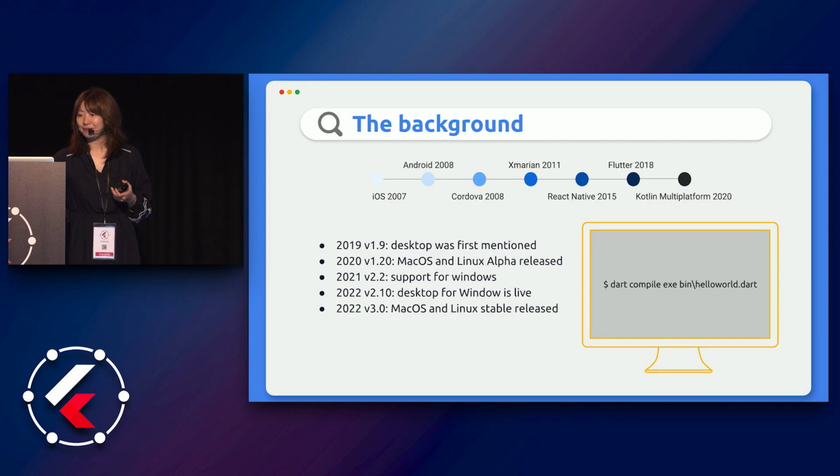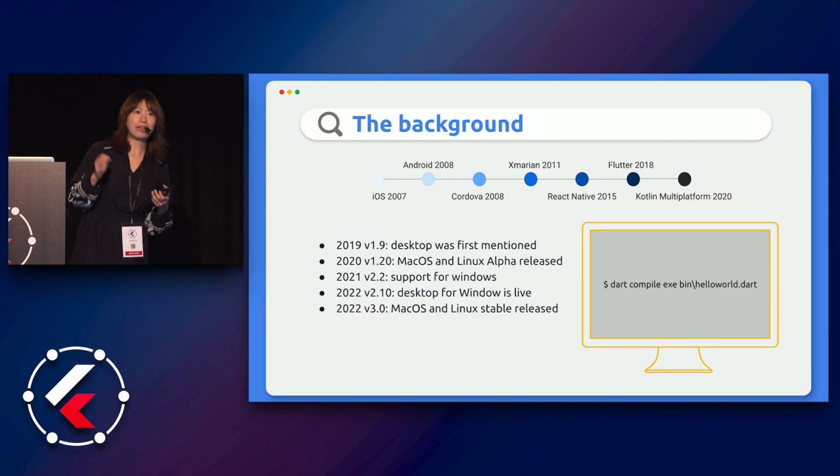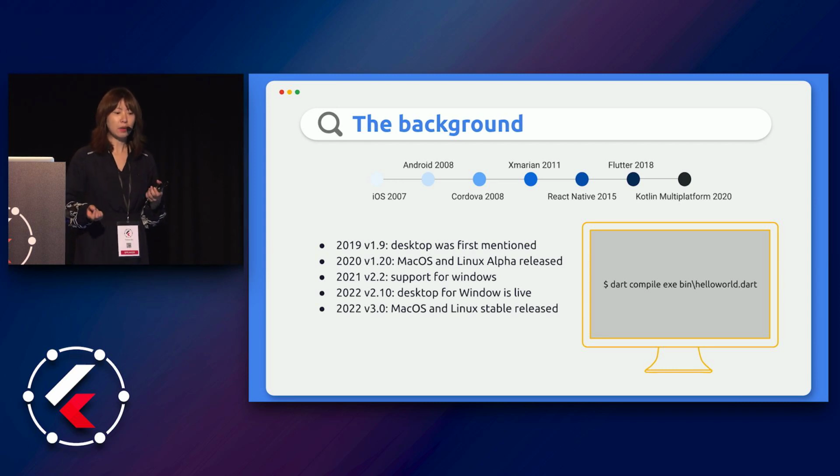Let's begin. A little bit of background, not the entire Flutter journey, because I'm sure you are aware of it. But for desktop, it all started in the year 2019. The first desktop support was actually mentioned. Through the year, we've seen the alpha release of macOS and Linux, and then the next year, we had support for Windows as well. So as of today, we're seeing the stable release of Windows, macOS, and Linux.